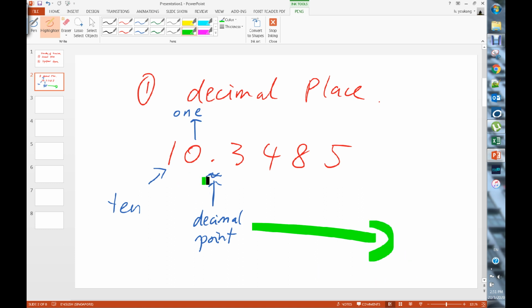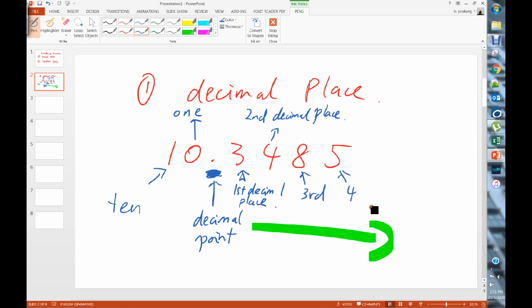From the decimal point, this is your first decimal place, and then here will be your second decimal place, and of course this will be your third, and then this will be your fourth.